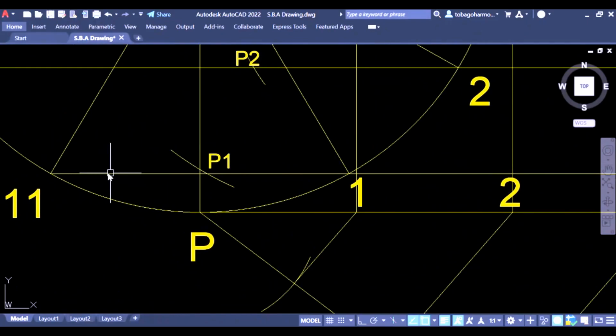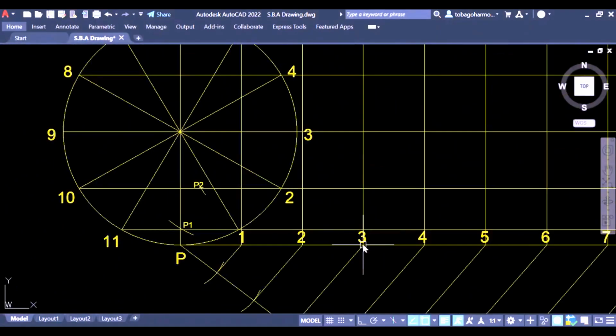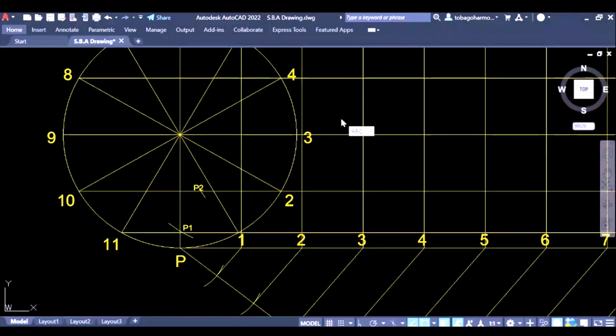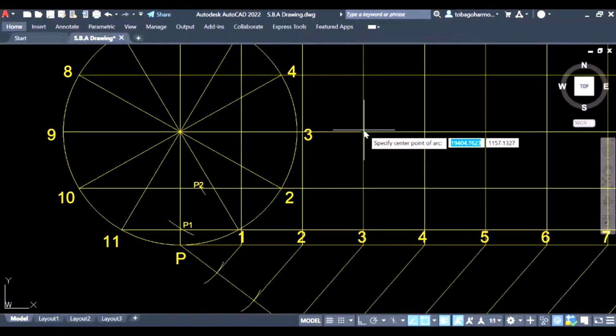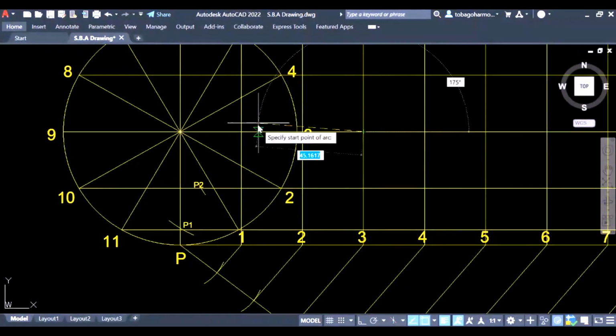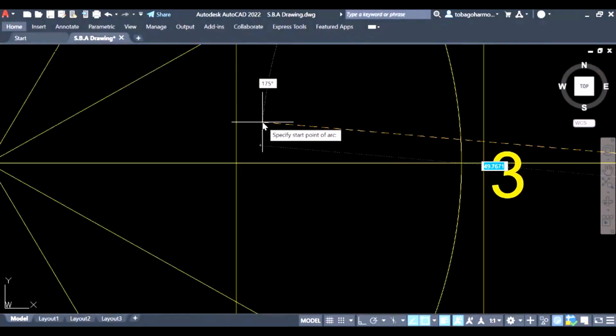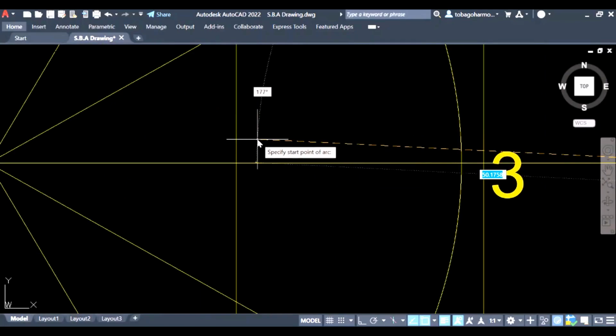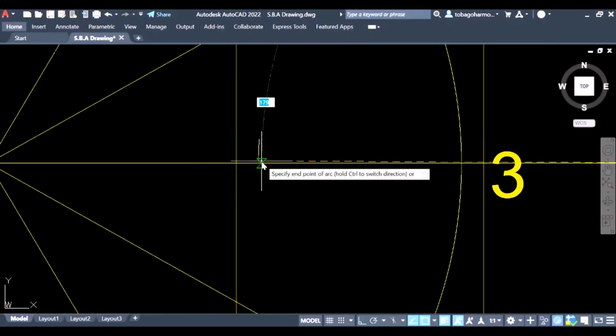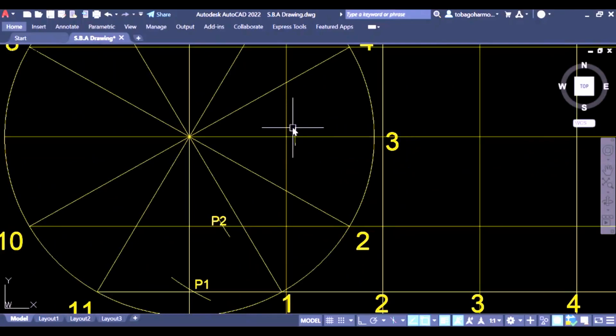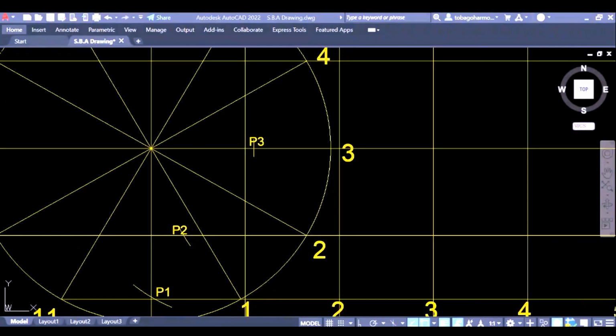So P1 was vertical line 1 intersected with line 9, 3. Then we drew the arc to cut line 1, 11. Let's go to vertical line 3, where it intersects with horizontal line 9, 3. We're going to draw an arc with a radius of 50, because that's the radius of our circle, and we want this arc to cut horizontal line 3, 9, just like this. Of course, you may have guessed this point will be P3.